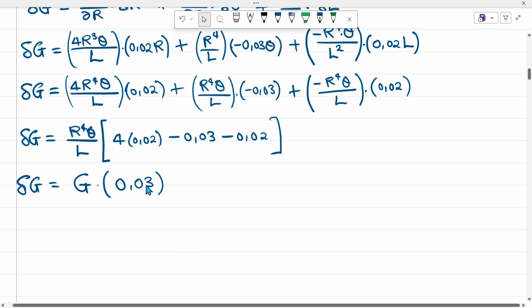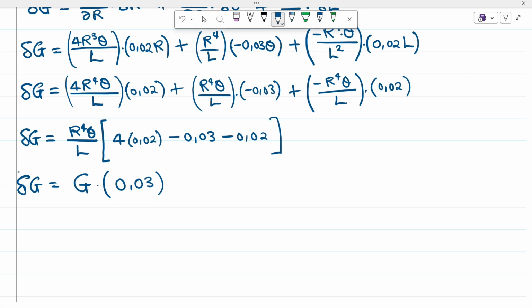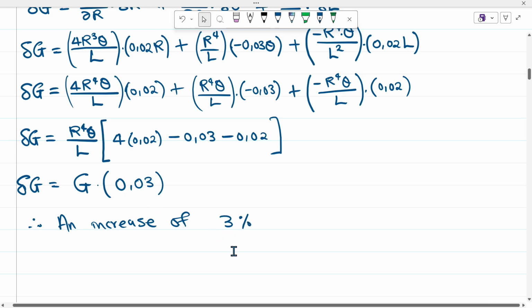Remember, this isn't percent, so if you convert this to percentage, you'll get that this means that G is increased by 3%. So there is an increase of 3%. So therefore you can conclude now that there is an increase of 3%. So you will just convert this to percentage and then you'll get 3%.